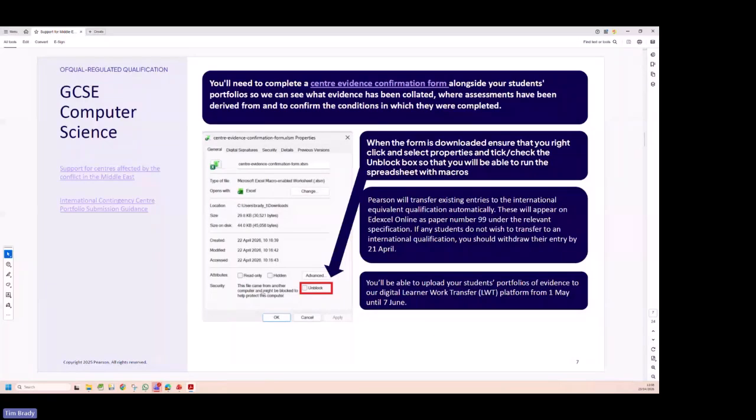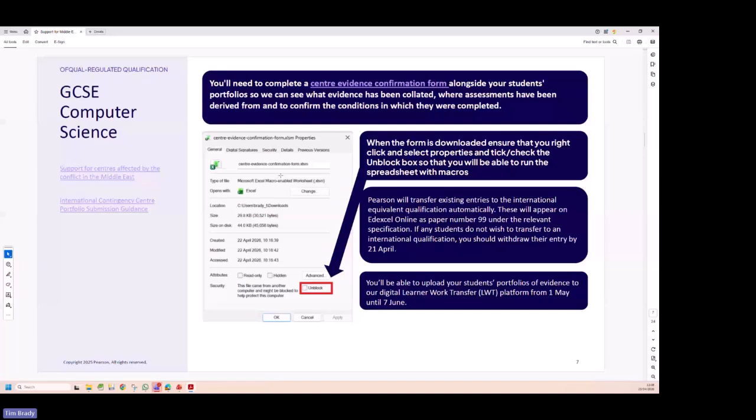Otherwise, it won't work for you. So you need to check this box, as the Americans would say it, tick it, as I would say it, and then you will be able to apply that change in Properties and then open it. You'll need to use Microsoft Excel desktop version and enable macros so that you can use that form.